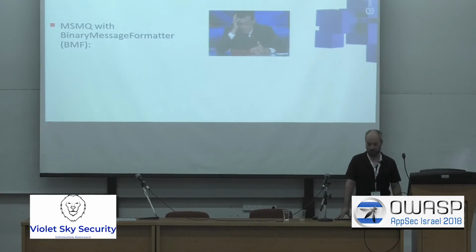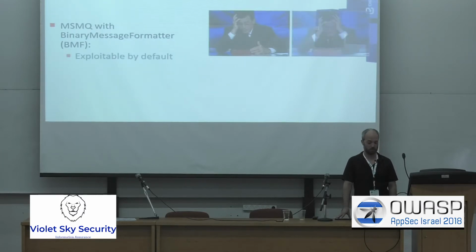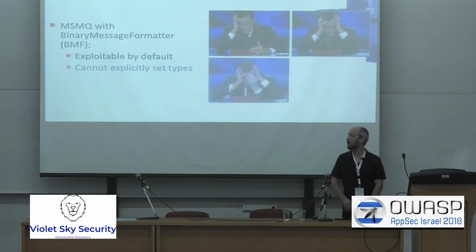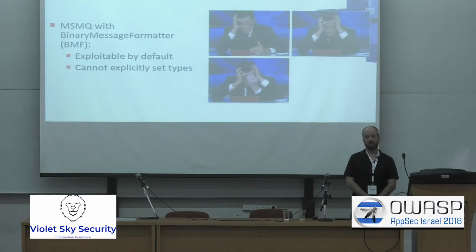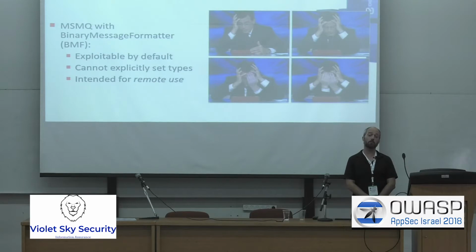MSMQ with the binary message formatter is exploitable by default. You cannot explicitly set types. There is no way to set types for that thing. And it's intended for remote use. It's for the publish-subscribe model. So you really can't dodge that one by saying you should use it safely, because it's intended to be remotely accessible.